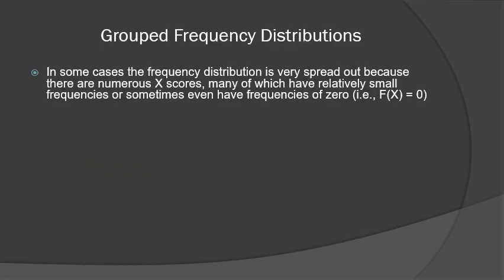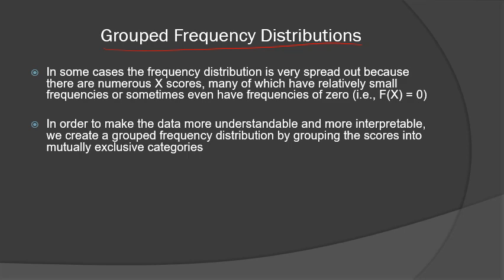We do instead what's called a grouped frequency distribution. In a grouped frequency distribution, when the values are so spread out, we end up with many values that maybe have frequencies of 0. We get a chart that is way too long. So instead, we group up some of the scores. We make the data more understandable, more interpretable.